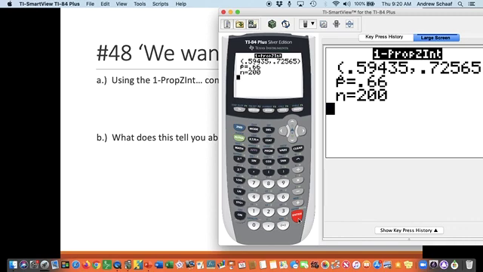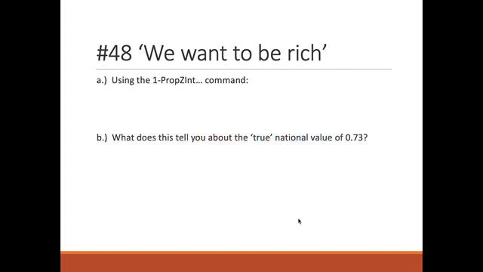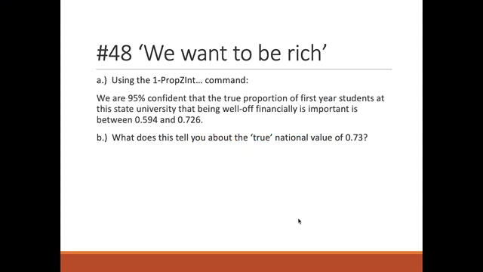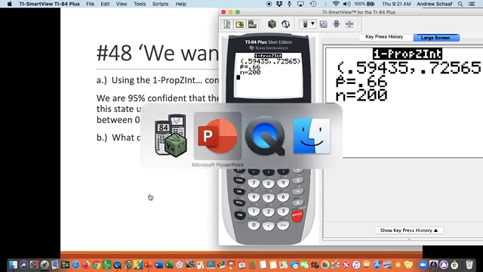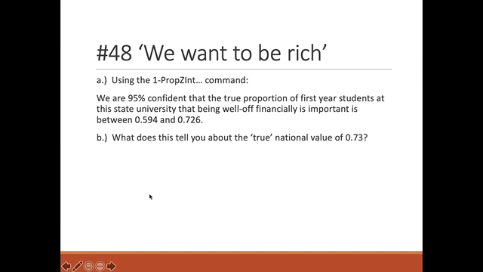Those are the boundaries we need to use when we write our statement for interpreting our confidence interval in part A. So we are 95% confident, and what we're trying to capture is the true proportion of first-year students at this state university that believe being financially well-off is important. We believe those boundaries are between 0.594 and 0.726. Those are exactly the ones that we got on the calculator, 0.594, 0.726. So that's the confidence interval.